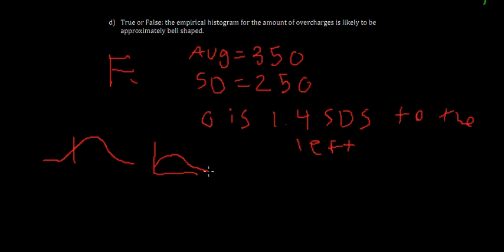General rule of thumb is, if you move 2 SDs to the left and to the right and you're still in an allowable value, then you're fine. But here, 0 is the lowest allowable value. It's the lowest that the overcharge could be, but that's less than 2 SDs away from the average. So we say it is unlikely that it looks in any way like a bell curve. So that's the end of this problem.